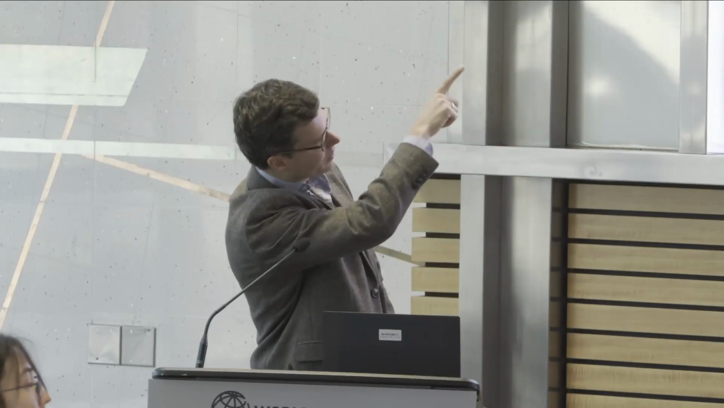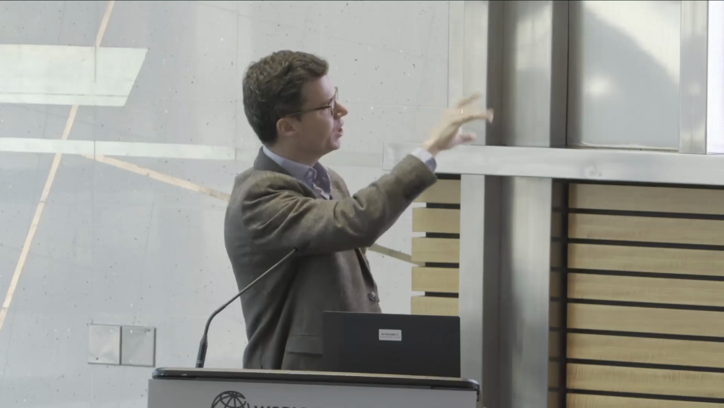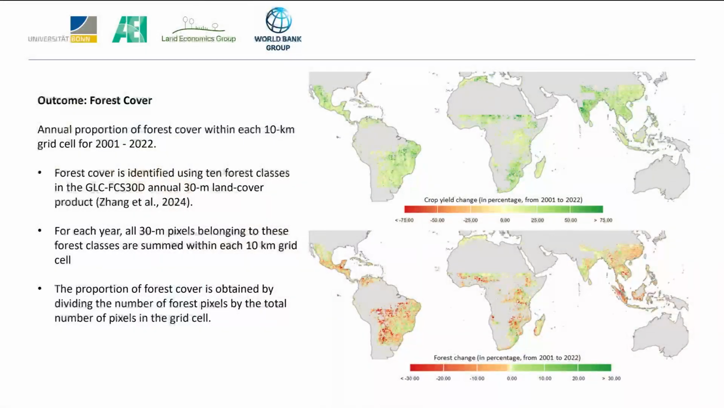And then, yeah, we have these grid cells, and here you see our data. On top, that's the crop yield change, and then at the bottom, you see the forest change. The data is from 2001 to 2022, so it's a good panel.